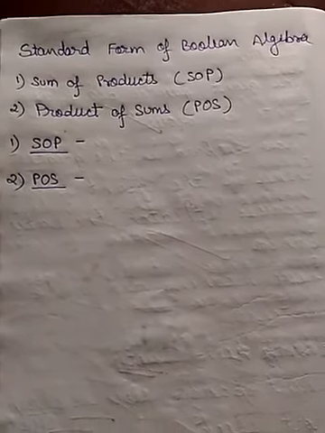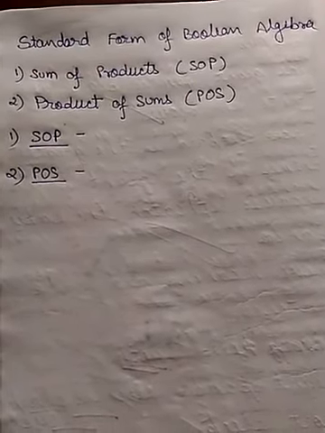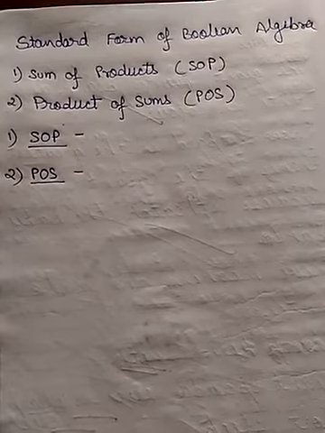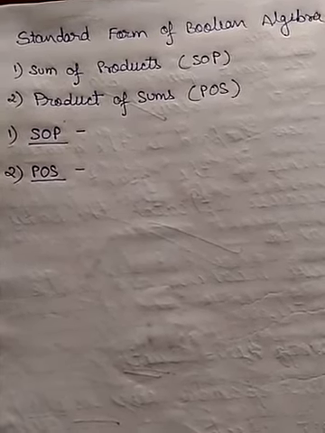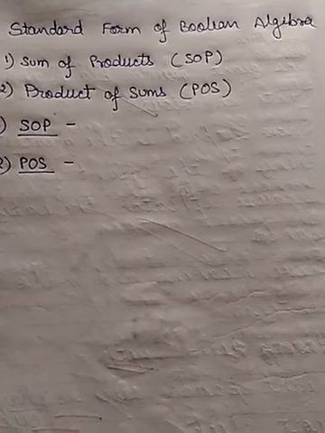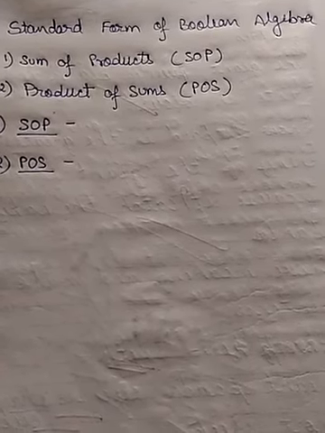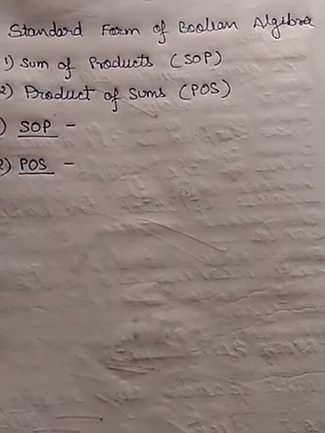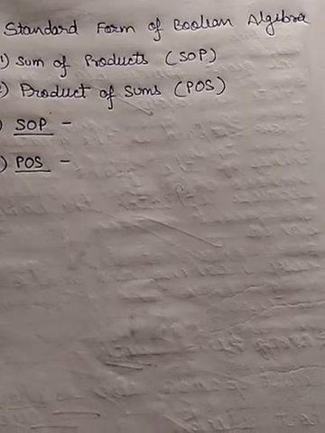Hello students, in this video we are going to learn the standard form of Boolean algebra. Now what is this standard form? A Boolean function, if all the terms of the Boolean function are joined with the same operator, then that function is said to be in the standard form.